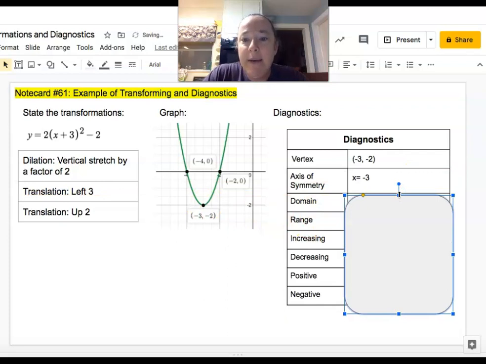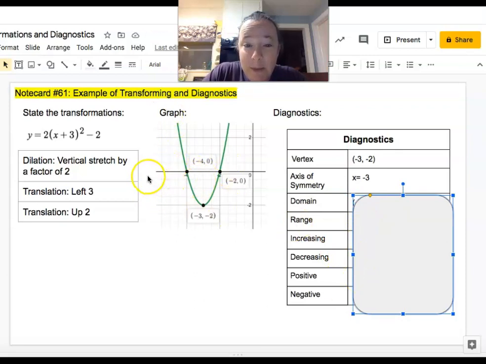All right, now we get to the nitty-gritty. Domain. With any of these parabolas, the domain is -infinity to infinity. Why? Because if I were to smush each of these little pieces to the x-axis, all of it would be covered.